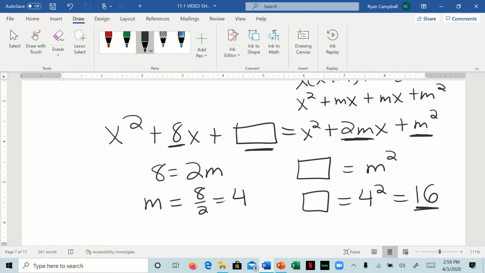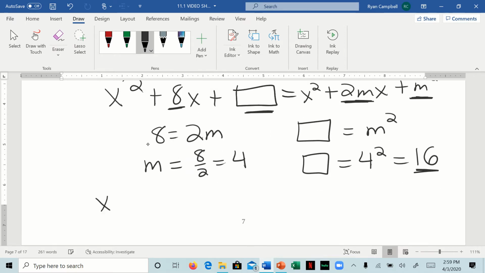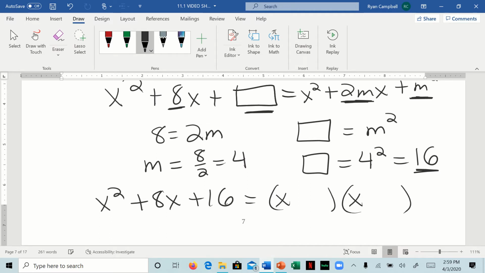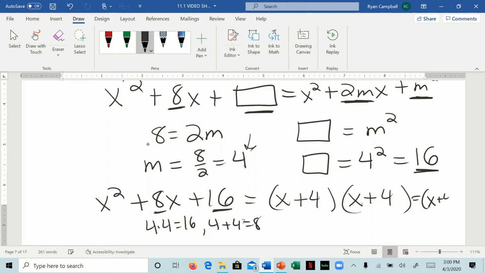And if you notice, let's actually add 16. So x squared plus 8x plus 16, right? So if we factored it, what two numbers multiply to get you 16 and add to get you 8? Hopefully you saw that it's 4, right? 4 times 4 is 16. 4 plus 4 is 8, which means that we have a perfect square.